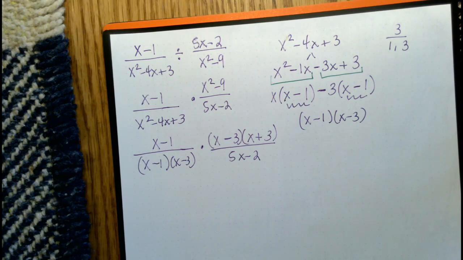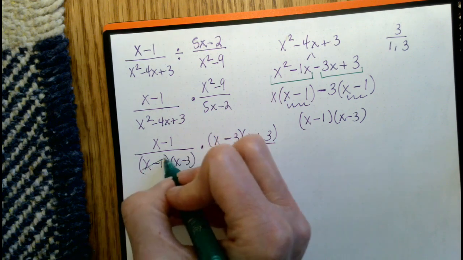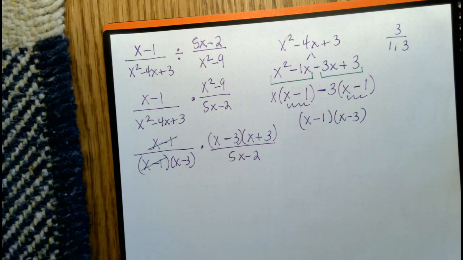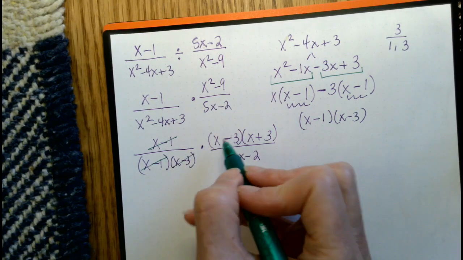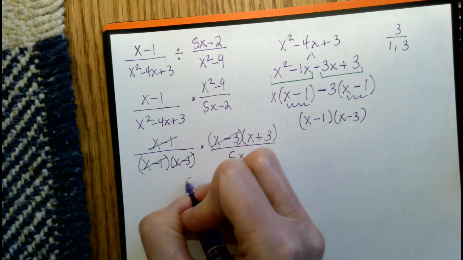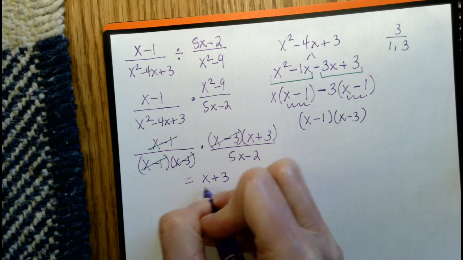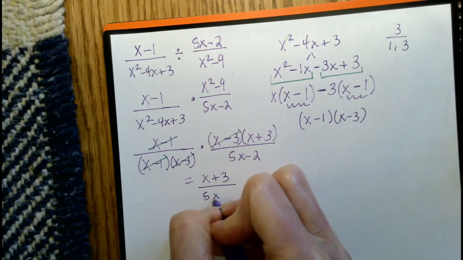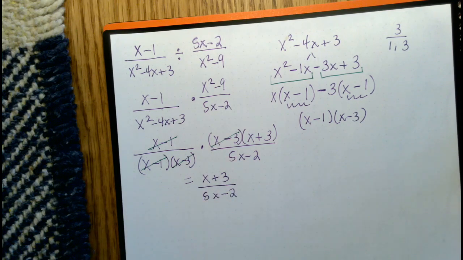So as we take a look at this, what we're looking for is, do we have anything exactly the same on the top and the bottom? And they don't have to be in the same fractions. But the first part that I notice is that there's an x minus 1 on the top and the bottom. The second part that I notice is there's an x minus 3 on the top and the bottom. So the only thing that we have left on top is x plus 3, and the only thing that we have left on the bottom is 5x minus 2.